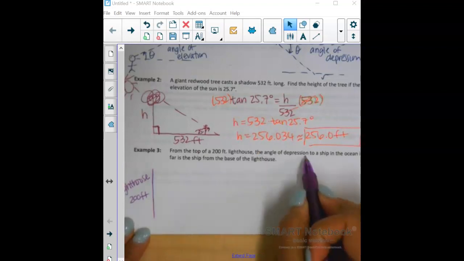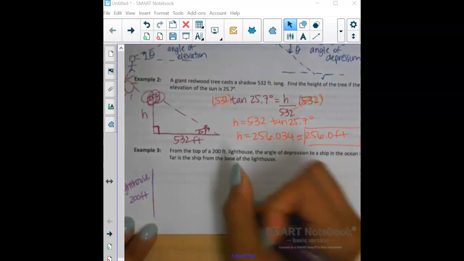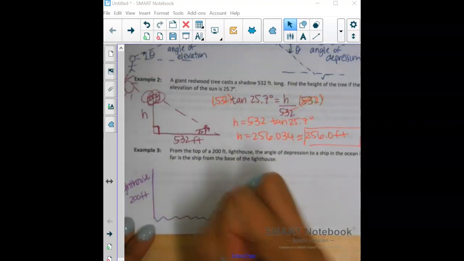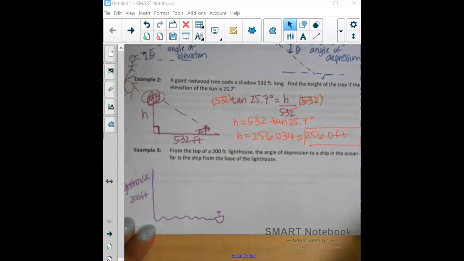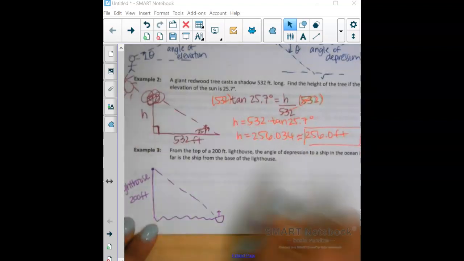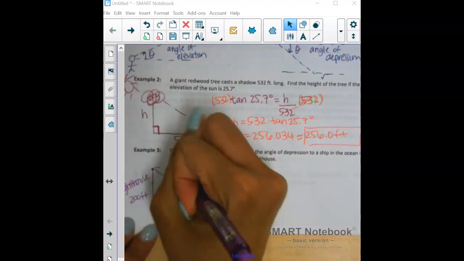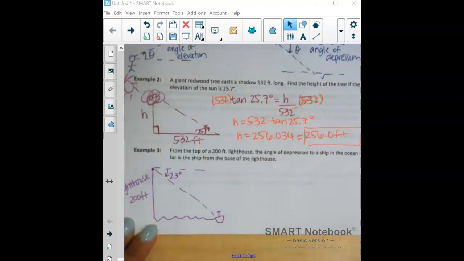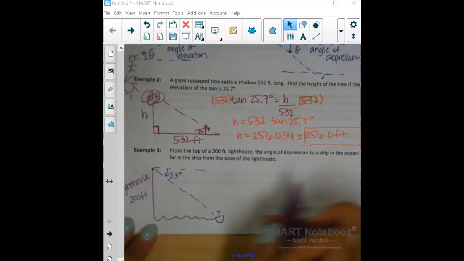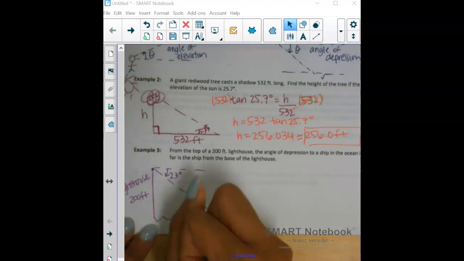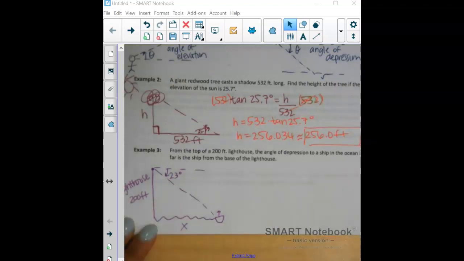The angle of depression to the ship in the ocean, so here's your ship. There's the ocean. Is 23 degrees. So from the top down to this ship is 23 degrees. So this angle of depression is 23 degrees. It asks me how far is the ship from the base of your lighthouse. So you're trying to find this length.